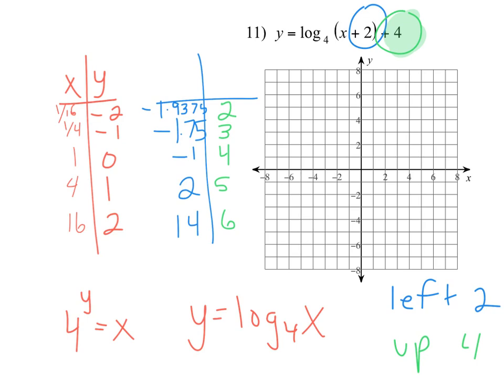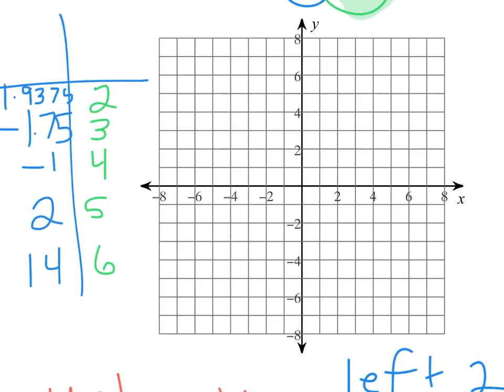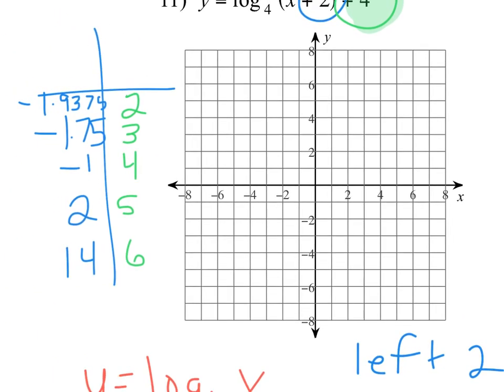-1.9375. I don't know exactly where that's going to fall on my graph, but it's going to be really close to -2. Let's zoom in and see what we can do here. So somewhere close to -2 and +2. There's a point there. -1.75 and 3 should look something like that. -1 and 4 would go there. 2 and 5 would go there. And 14 and 6 would be somewhere off our graph in this direction out here.